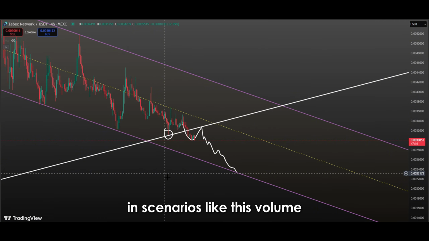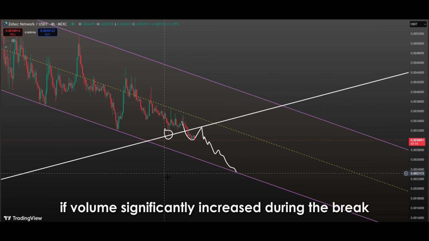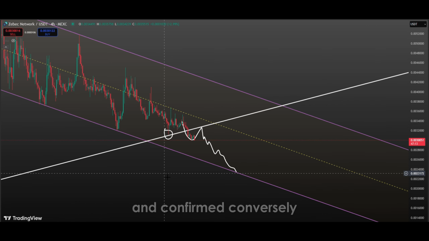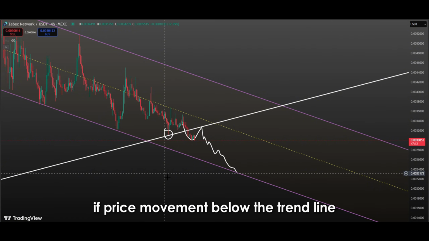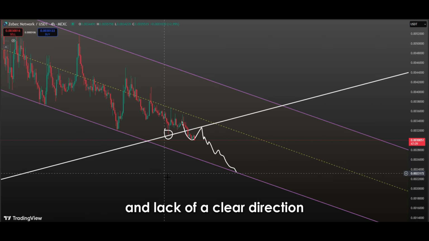In scenarios like this, volume data plays a crucial role in confirming the validity of the break. If volume significantly increased during the break, it supports the idea that the break was strong and confirmed. Conversely, if price movement below the trendline is accompanied by low volume and weak momentum, it may indicate ongoing market indecision and lack of a clear direction.